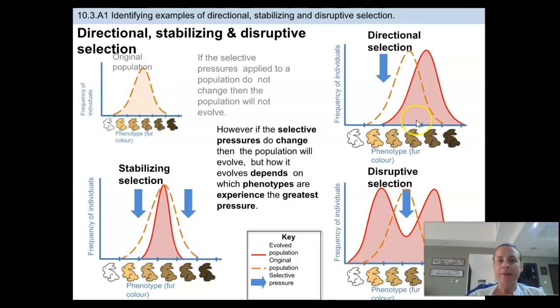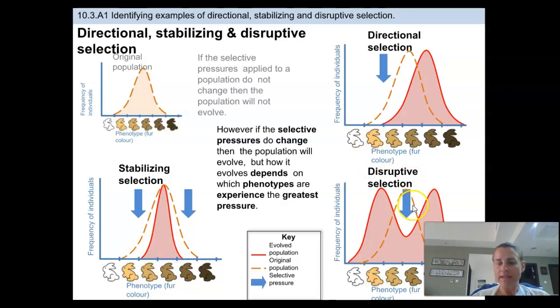Okay. Directional selection means that there is a selection pressure that does something to make being this lighter coloured fur, for example, a disadvantage. Therefore, the population is going to shift towards the other end over here. There's stabilizing selection, where there are two selection pressures, one for the extreme on one side and one for the extreme on the other. So the population moves to a more kind of middling value.